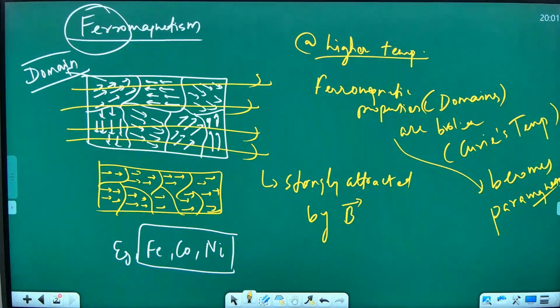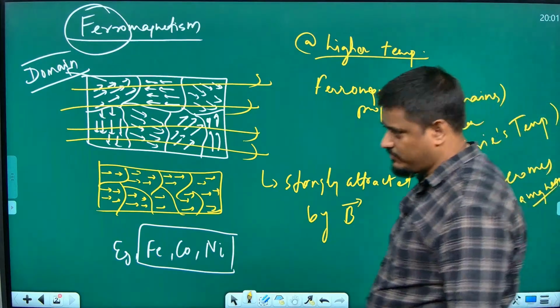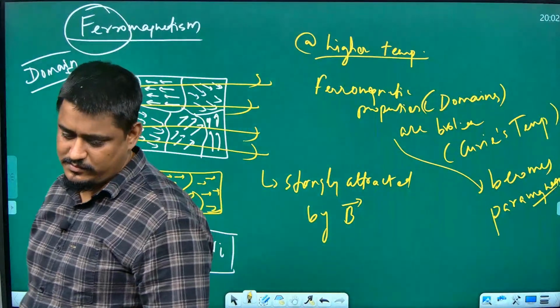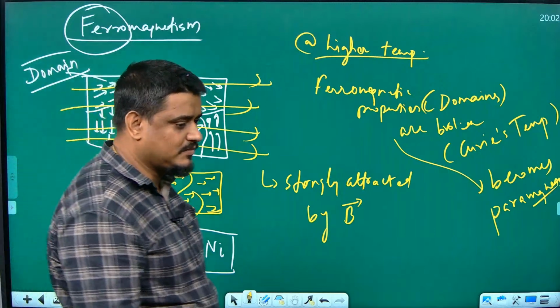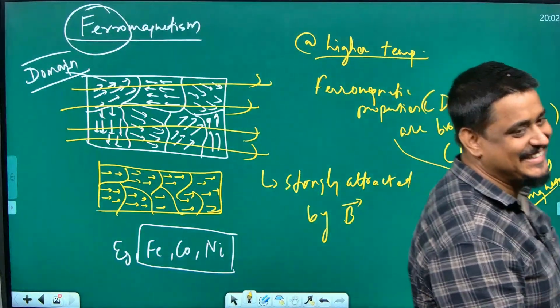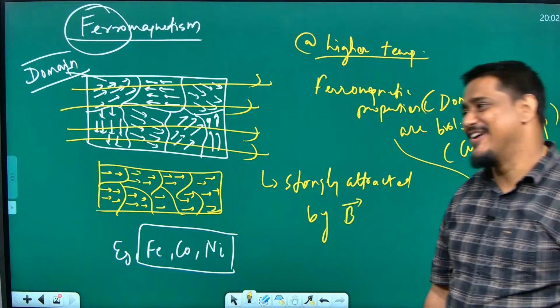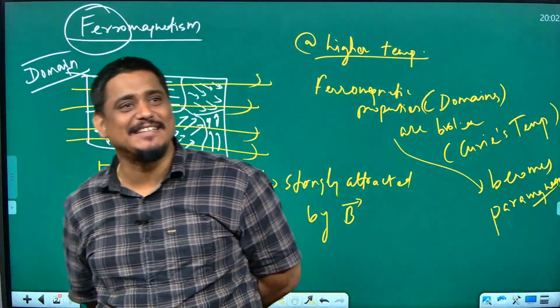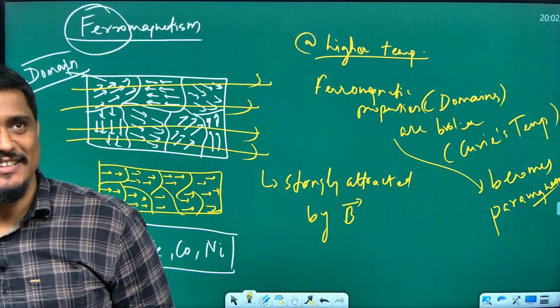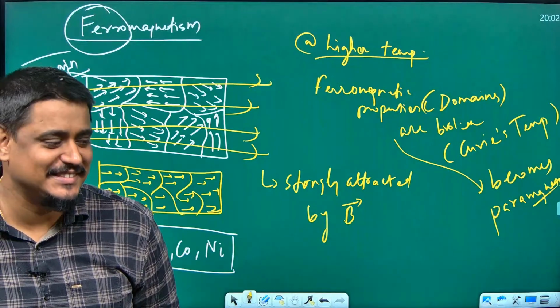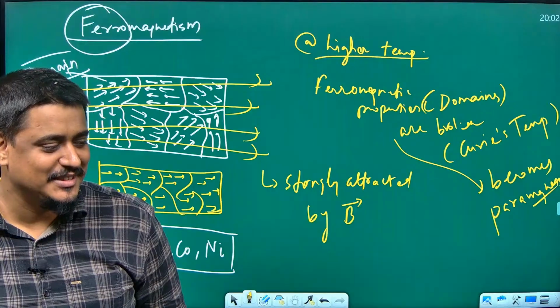Sir, you said that at high temperature, at Curie temperature, ferromagnetic properties will become paramagnetic properties. Yes. So, same as for paramagnetic properties, if I cool the temperature up to minus Kelvin. Minus Kelvin is not possible. 0 Kelvin is the lowest temperature possible. No, sir. Up to something minus degree Celsius.